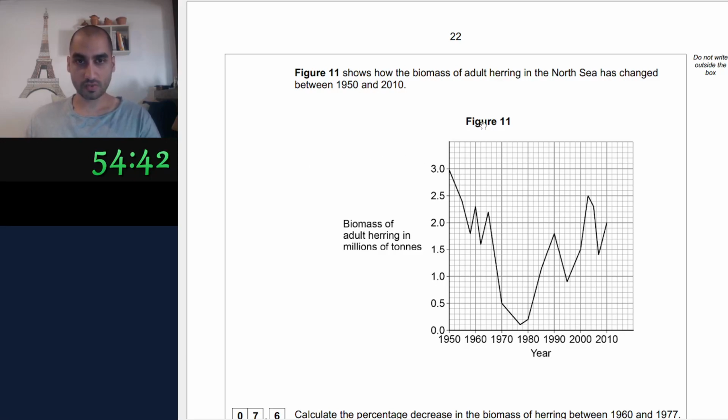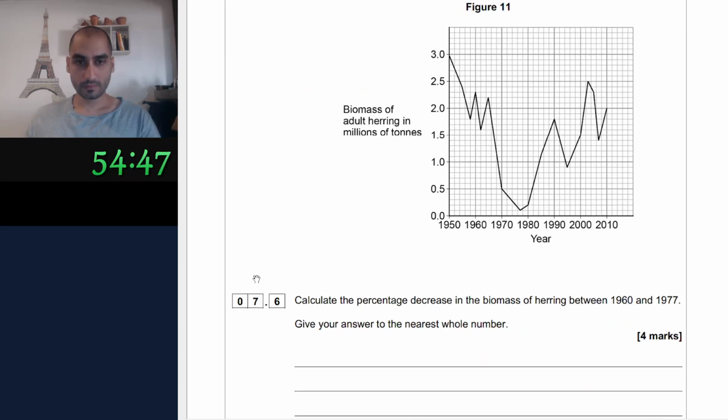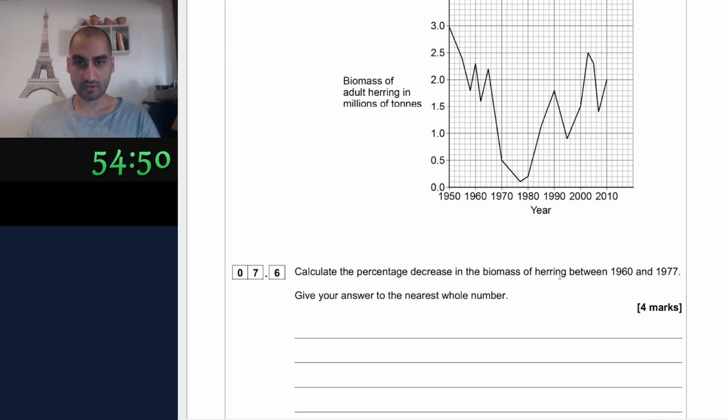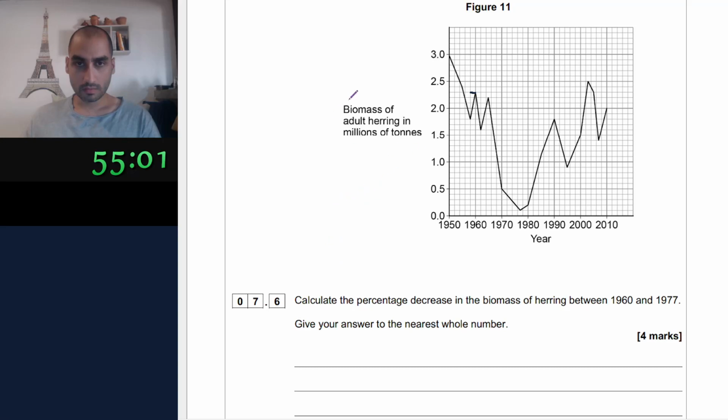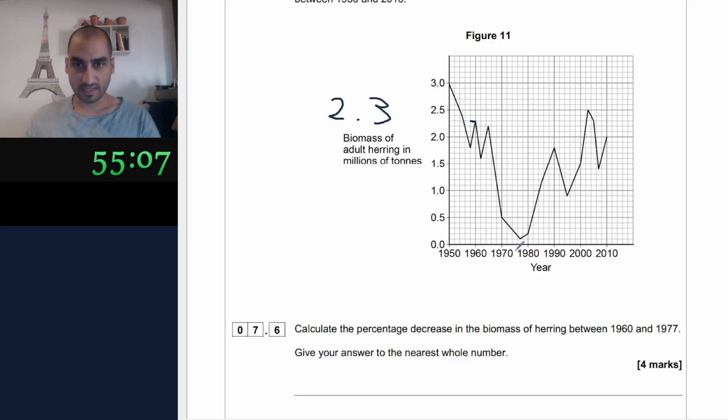Biomass of adult herring in the North Sea has changed between 1950 and 2010. Calculate the percentage decrease in the biomass of herring between 1960 and 1977. So 1960 is here. So we've got 2.3. 1977. Zero point one.